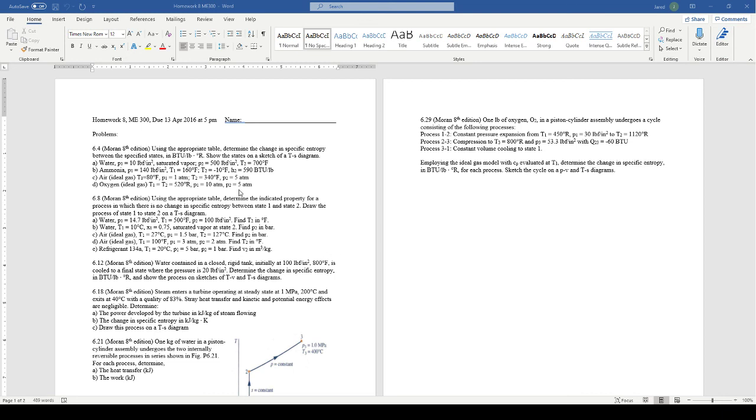So it says, using the appropriate data table, determine the change in specific entropy of these things, right? So you have water, ammonia, air, and then oxygen, right? So all of these things. Then you do it again, and you would draw the TS diagram, right? So TS diagram from 1 to 2. So they're giving you here, just determine the change of its specific entropy. Over here, determine the indicated property for a process in which there is no change in specific entropy.